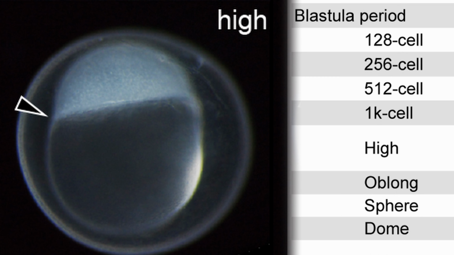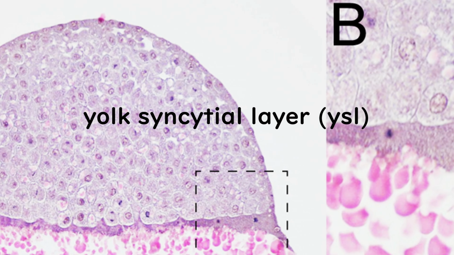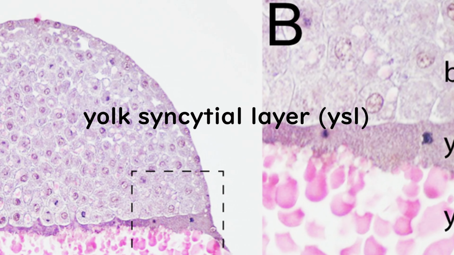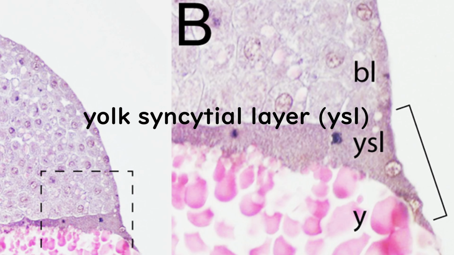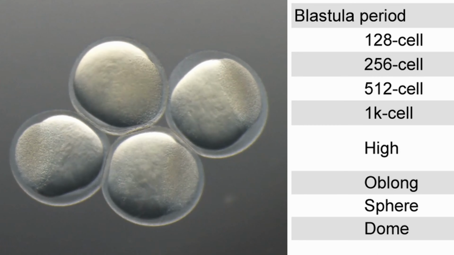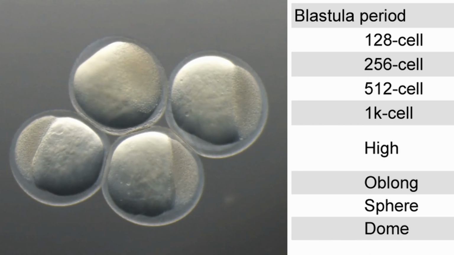There are too many cells to count, and it is unclear how many layers there are. But at this stage, a new structure appears between the yolk and the blastoderm. This structure, called the yolk syncytial layer, is histologically distinct from other cells. It becomes clear that development is getting more complex compared to the simple repeated cleavage.